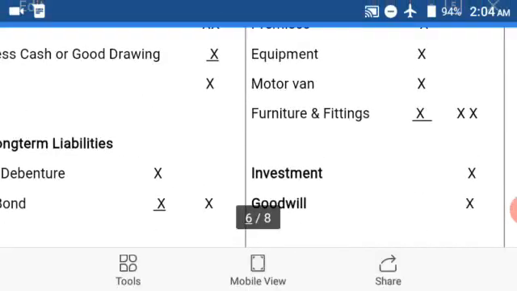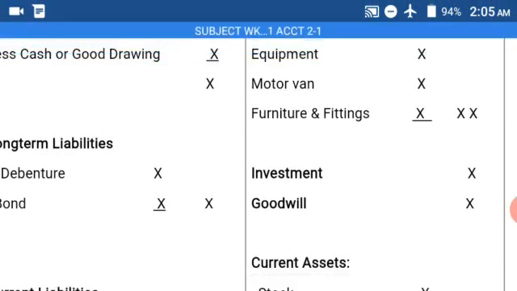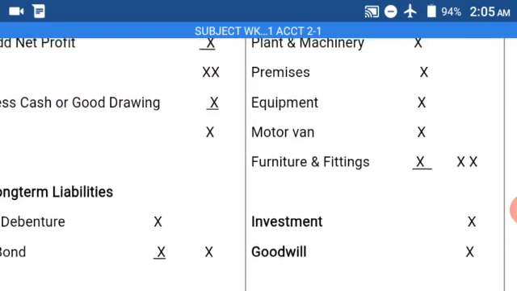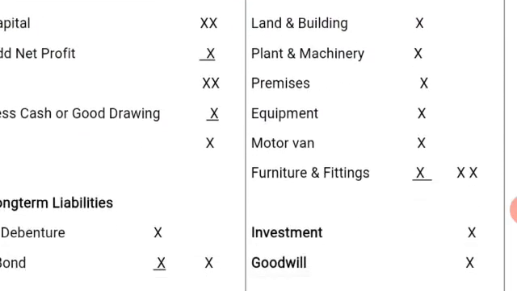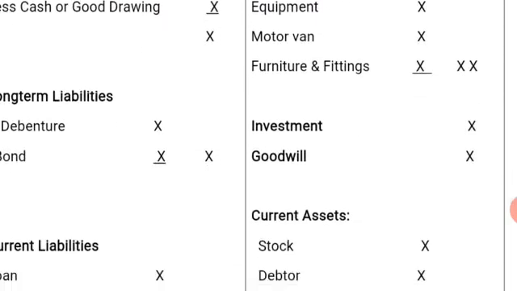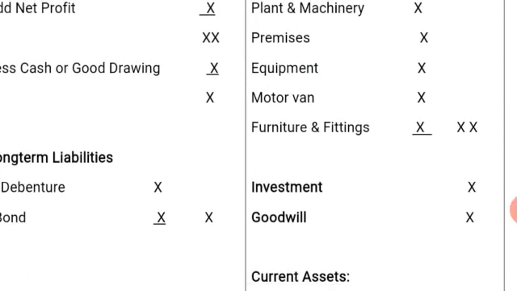On the right hand side of the balance sheet, we have the assets of the business. And the assets start with the fixed assets, because we said that assets can be divided into two: fixed assets and current assets. So under the fixed assets, we have land and building, plant and machinery, premises, equipment, motor van, furniture and fittings. All those things are totaled.